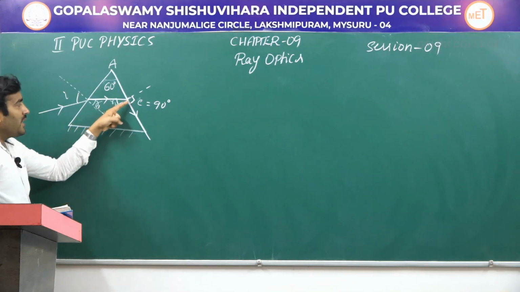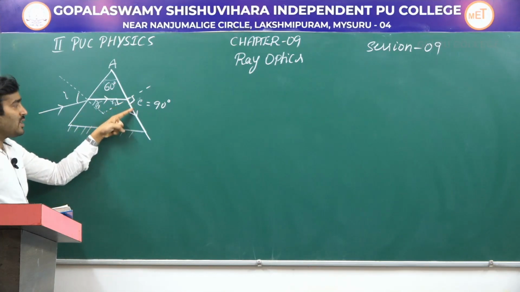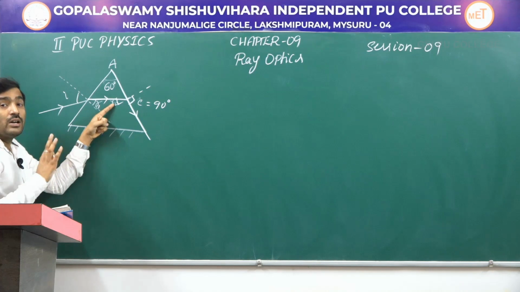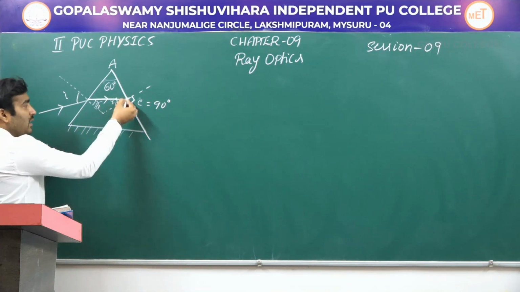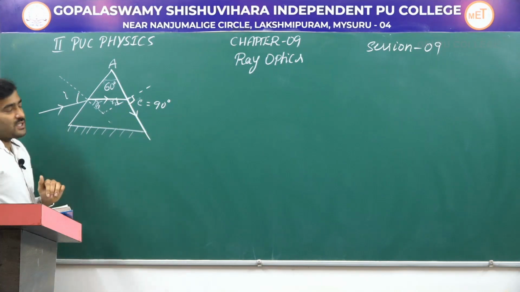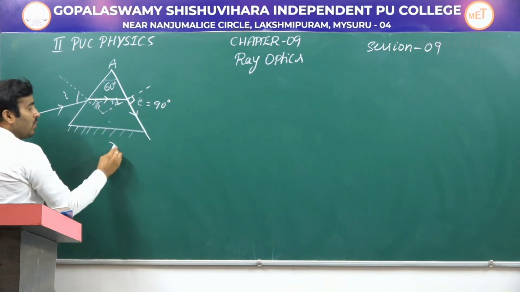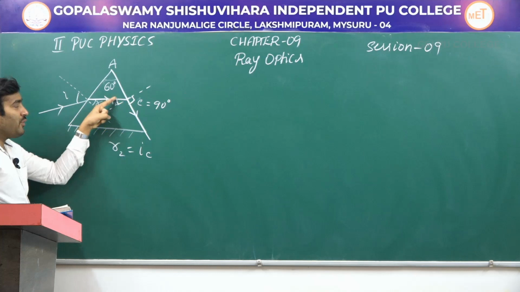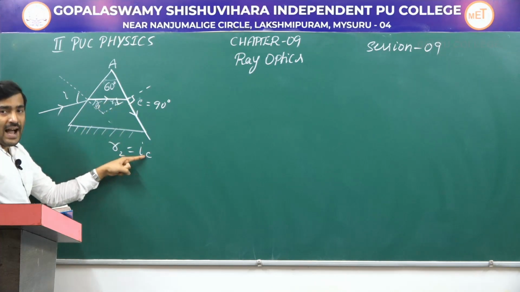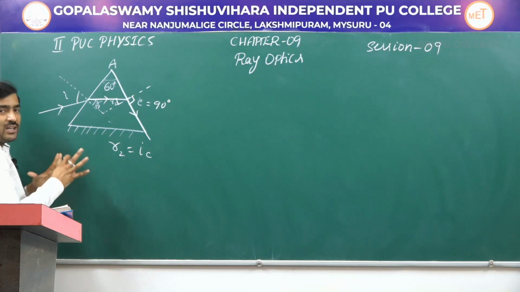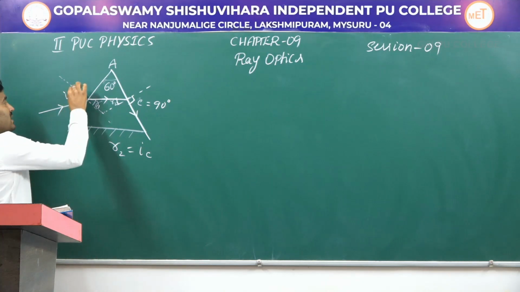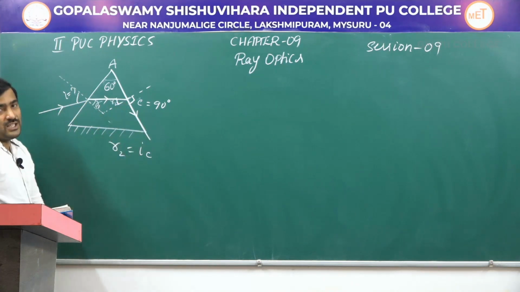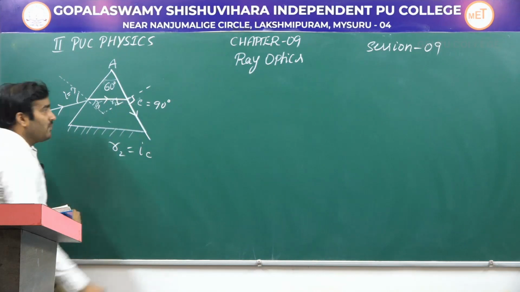If you observe the diagram, they are saying that at the opposite face it is just suffering total internal reflection, which means the angle R2 should be equal to the critical angle. Correct? Only for the critical angle can the ray pass along the interface. This angle R2 should be equal to IC, which is nothing but the critical angle. So what we need to find in this problem is this angle of incidence, for which the emergent ray passes along the interface, or just suffers total internal reflection.